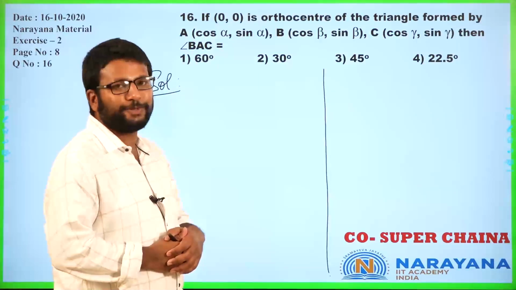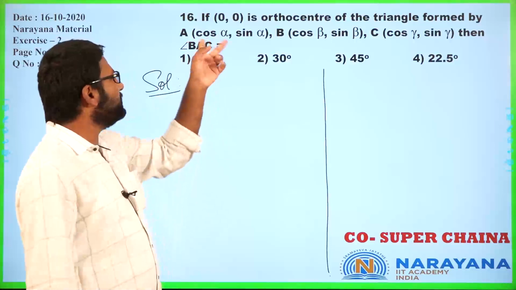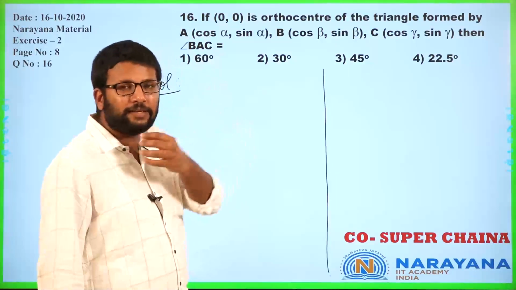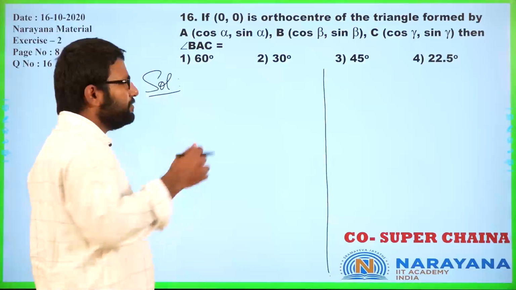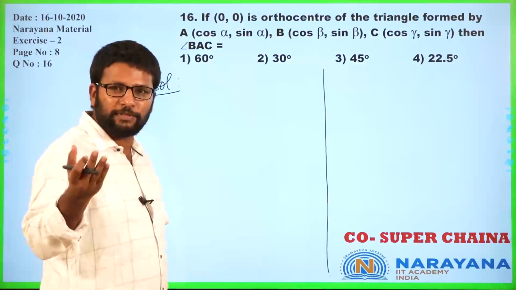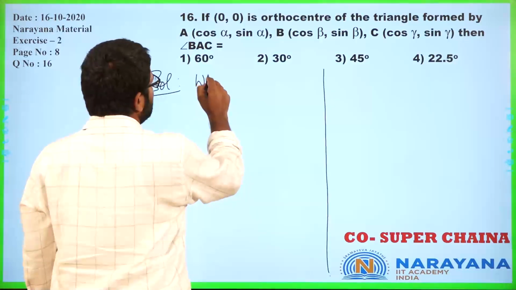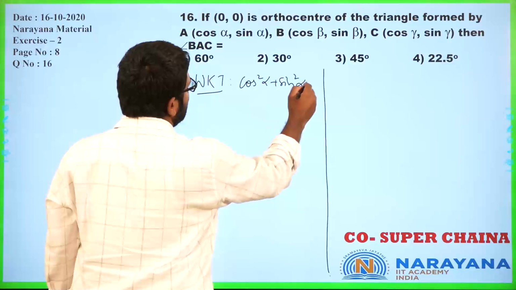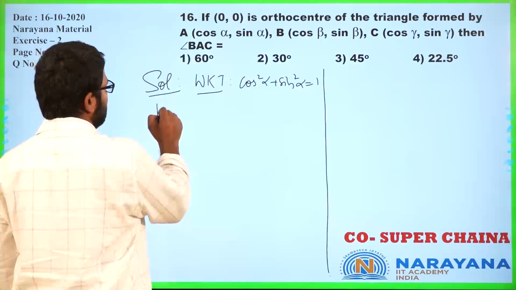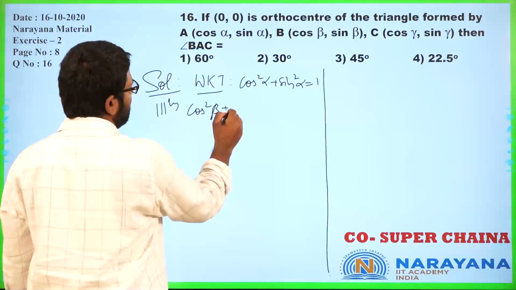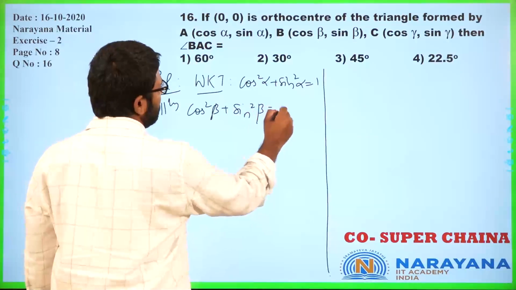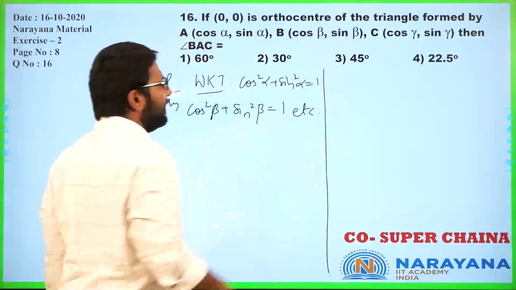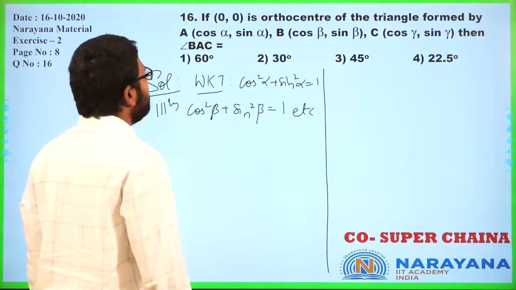So next question: is there anything special about triangle ABC? Because the vertices are given as (cos alpha, sin alpha), (cos beta, sin beta), (cos gamma, sin gamma), what is special about those vertices? As soon as you see cos and sin, what comes to your mind? Cos square plus sin square is 1, whatever be the angle. So cos square alpha plus sin square alpha equal to 1. That is the observation. Similarly, cos square beta plus sin square beta equal to 1, etc. So at least I know that if I can square and add them, I will get 1.